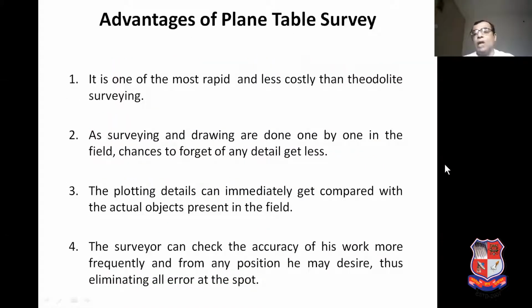Now let us see the advantages of plane table surveying one by one. Number 1, it is the most rapid method of surveying and less costly than theodolite surveying. Second, as surveying and drawing are done one by one in the field, chances to forget any detail are very, very less. Number 3, the plotting details can immediately get compared with the actual objects present in the field. So that will reduce the chances of error in the drawing during the plane table surveying.